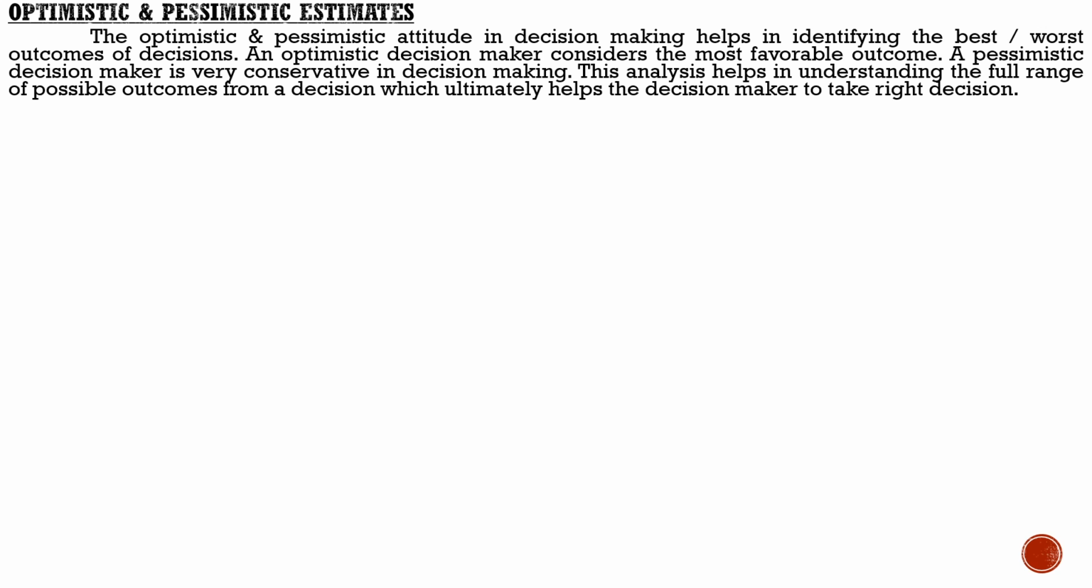In making decisions under uncertainty, the decision maker should assess not only the most likely outcome from a decision, but also the outcomes that will arise if the worst possible happens. This will also help the decision maker to take the right decision, keeping in view the risk involved in the decision. That is the concept with regard to optimistic or pessimistic estimates.